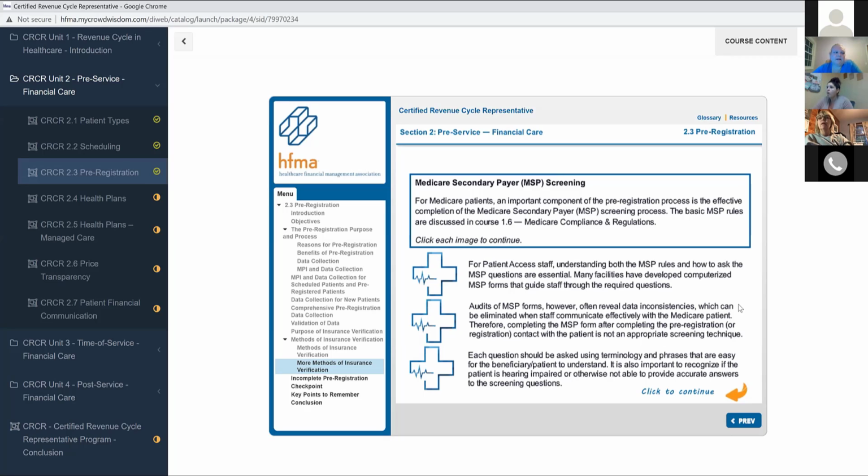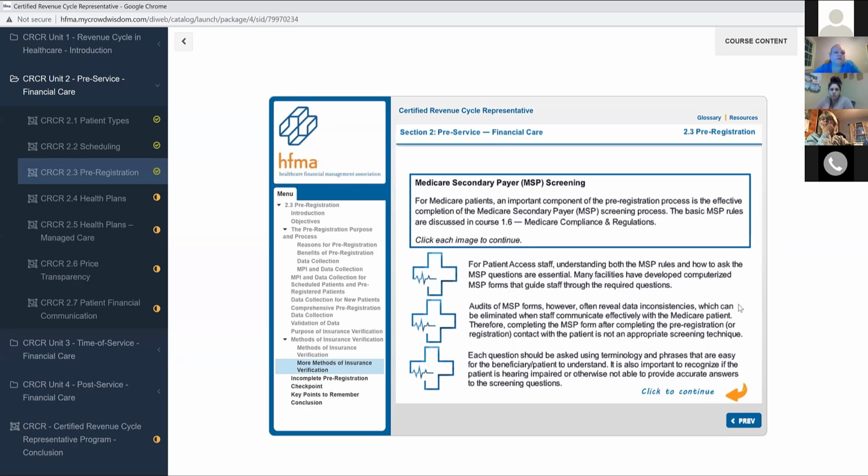And keep in mind that patients have the option to go into Medicare, but the whole idea of the Medicare secondary payer is that the patient's primary coverage is not Medicare. You may have a patient who's still working and has primary coverage through their employer, and Medicare would be secondary.